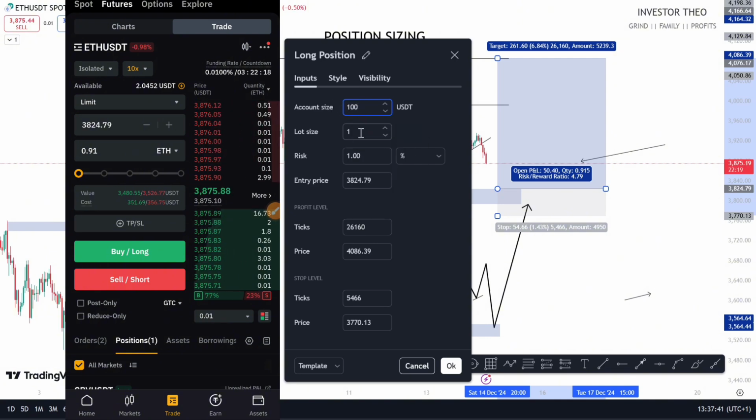Leave the lot size as 1. Set the risk to 2%. We want to risk $2, right? Set the risk to 2%. Remember, this video was created and I didn't even plan to show you the phone screen, but I just want to show you so you can understand it properly. Entry price the same, take profit price and stop loss price the same. So what you do is just click on OK.